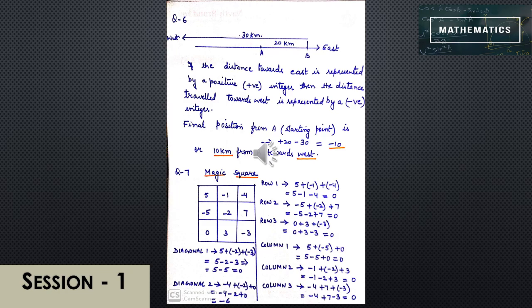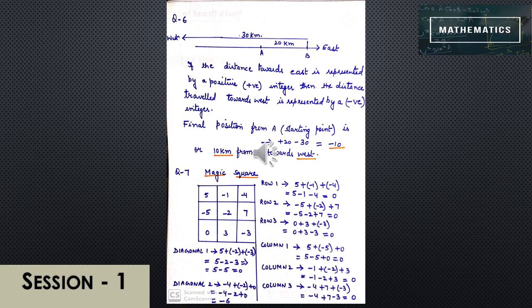If the initial position of the person was A, now we have to find the final position of the person. From A to B, he or she is covering plus 20 kilometers, and now from B again going towards west, we will consider it as minus 30 kilometers. What will be the final position? So we can write plus 20 and minus 30.